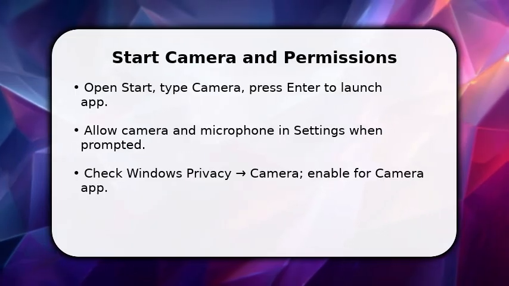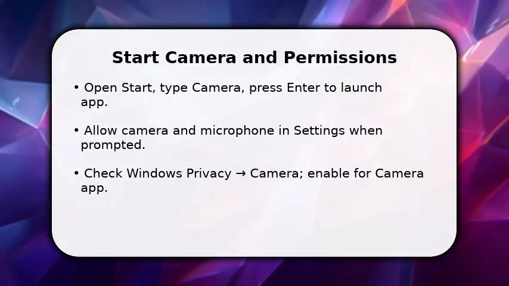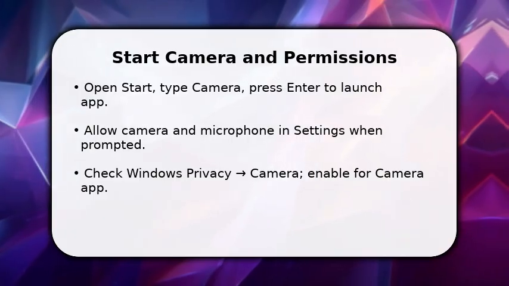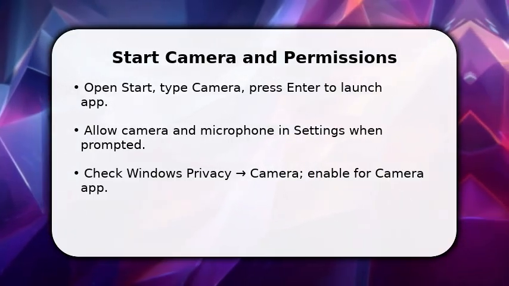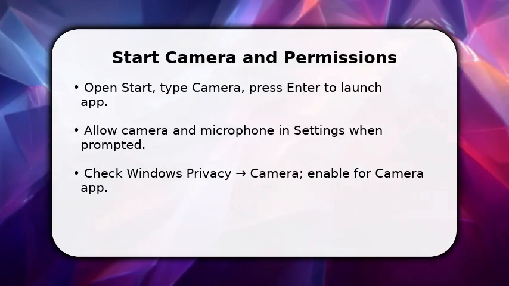You start by launching the camera app and granting access. This unlocks hardware and mic. Once done, make sure camera has permission in Windows privacy settings so apps can use it. If prompted, confirm microphone access for video recordings.